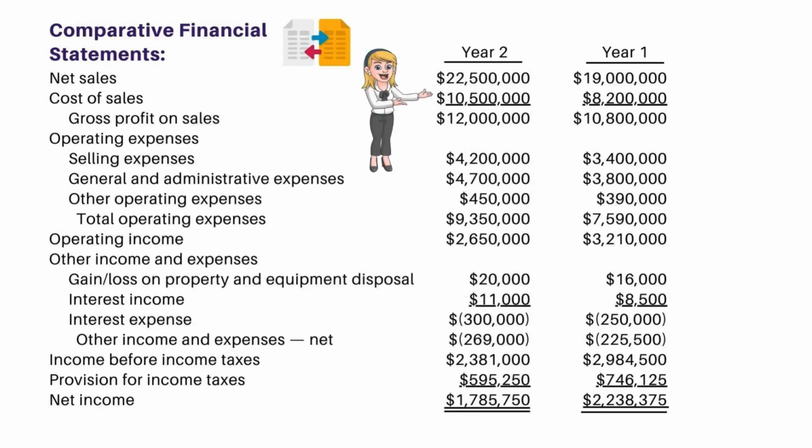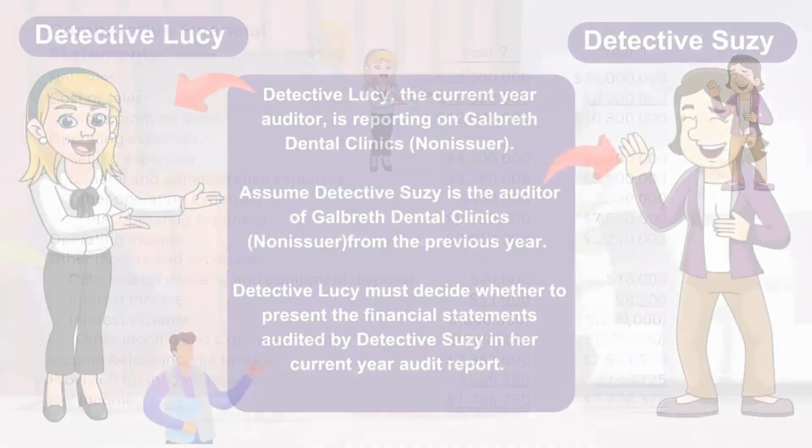At first glance, the financial statement readers will assume, okay, that makes sense. They're both audited by Detective Lucy. This is what they're telling us. But Detective Lucy needs to say, not so fast. I actually didn't audit last year, right? Year 1. That was Detective Susie.